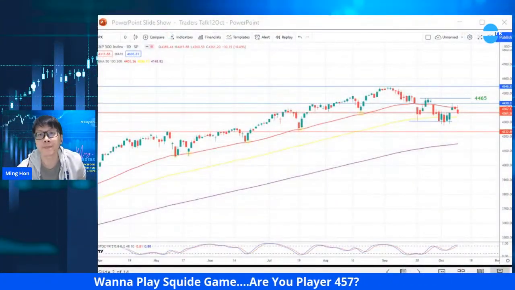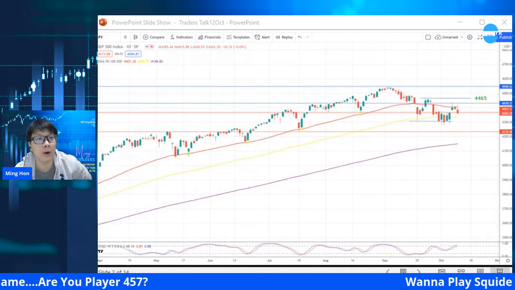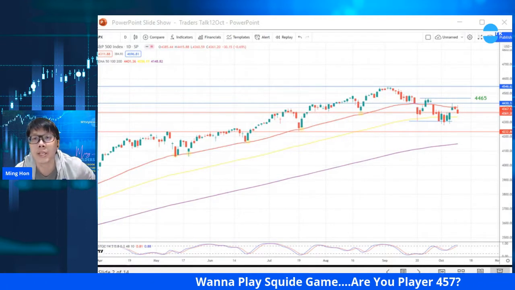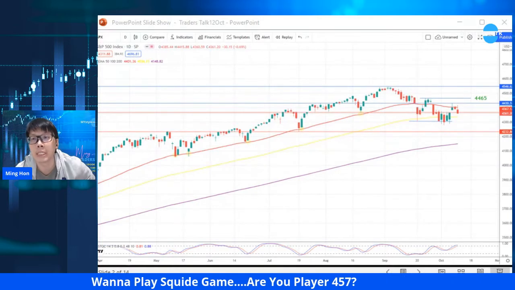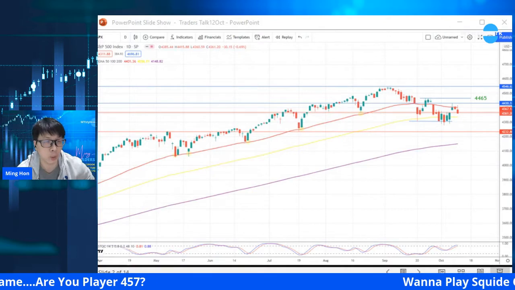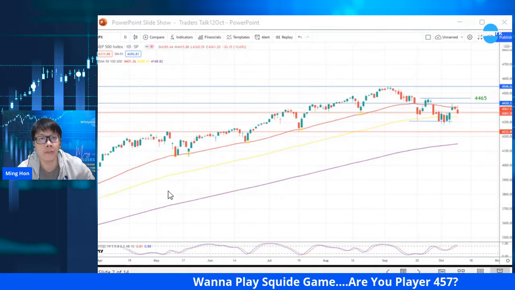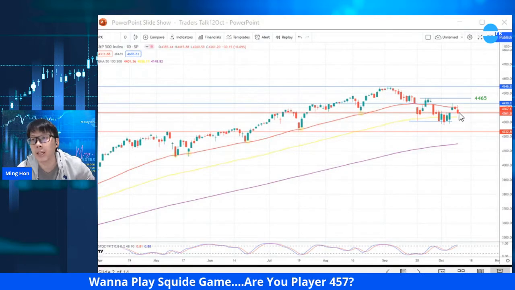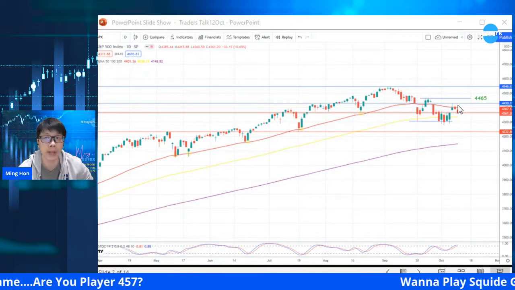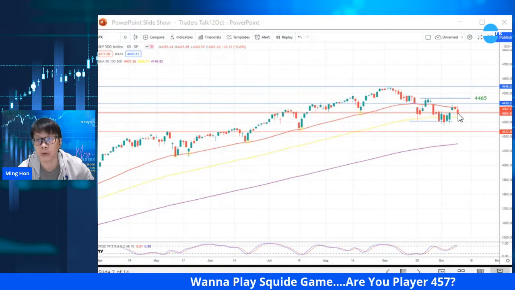Market updates. Yesterday the market was actually down. This is the S&P 500 chart. The market was down about 30 points. If you monitor the market as usual, the volatility is quite high. If you look at the candles here, it has gone above the 50 EMA during the day, but at the end of the day, it crashed down.